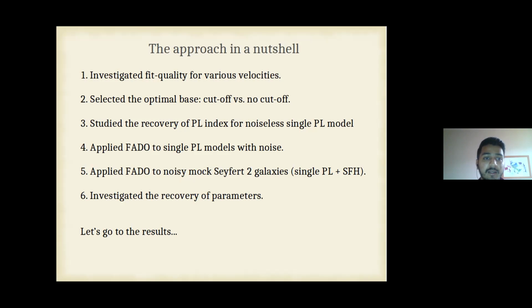And then, having done that, we wanted to study the recovery of the power law index from noiseless single power law models, meaning that given a noiseless input spectrum, can Fado actually identify what power law was used to produce that? And we recovered those values. Then we wanted to see if Fado performs well in the presence of noise, and we applied it, and it performed well for high signal to noise values. And then finally, we wanted to see if it will perform well in realistic Seyfert galaxies. And that's what I present to you in the next slides, how the recovery of parameters is done.